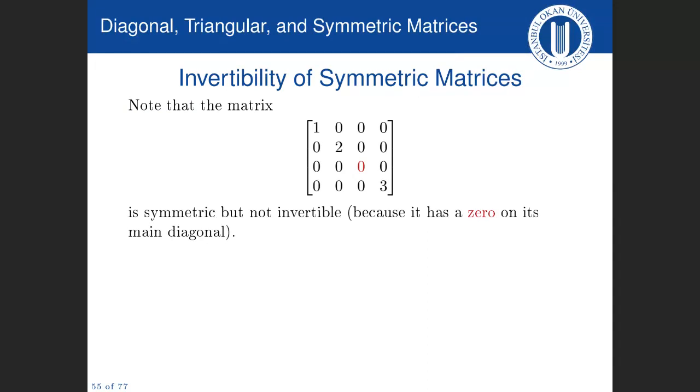Now, let me remind you, this diagonal matrix with entries 1, 2, 0, 3 on the main diagonal is not invertible because it has a 0 on the main diagonal.